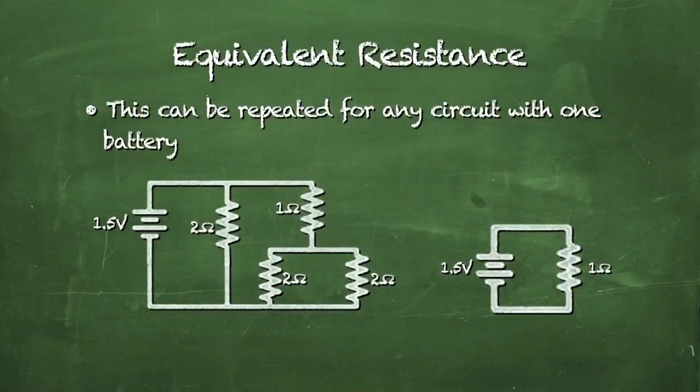Let's take a look at an example of that. Here we have a circuit with a 1.5 volt battery, and we have a 2 ohm resistor, a 1 ohm resistor, and a couple of 2 ohm resistors connected as shown. And this whole configuration of resistors is actually equivalent to a single 1 ohm resistor, as shown in the circuit to the right. Let's take a look at how we arrive at that.